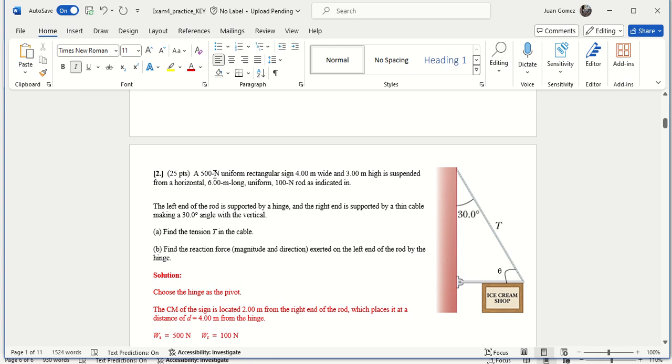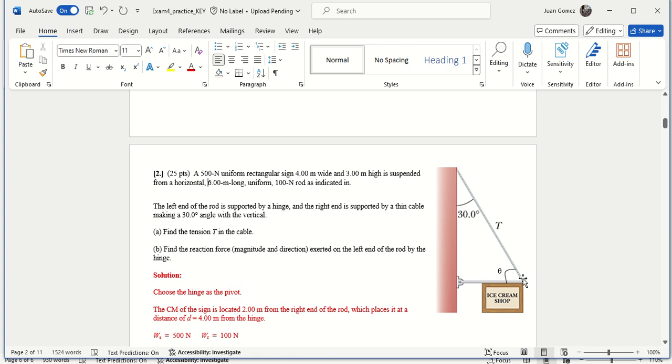And here's the problem. Refer to the figure here on the right. We have a uniform rectangular sign with a weight of 500 newtons. That's this ice cream shop sign. We know that the sign is 4 meters wide, 3 meters high, so it's 4 by 3. And it's suspended from the support rod. In this case, again, the support rod has a weight of 100 newtons, and the length of the support rod is 6 meters.